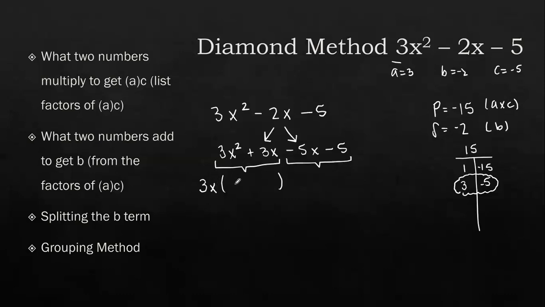3x times what will give me 3x squared? 1 what? 1x, right? Because I got to get an x squared. So 1x. 3x times what would give me 3x? 1. Just the 1. So x plus 1. I still have not changed anything because if I distributed this, this would give me 3x squared plus 3x.